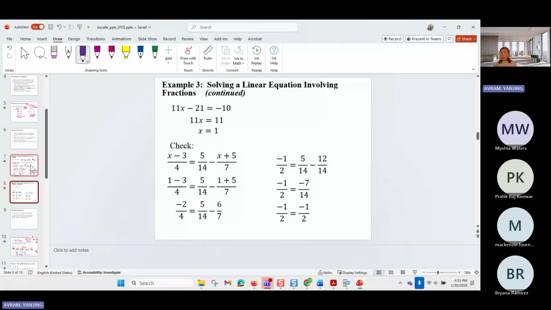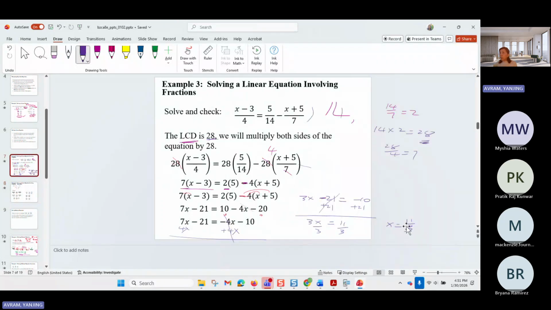And then of course, if you want to check whether your answer is correct or not, you can plug it in, but this will be a long check, okay? When we solve, we also need to make sure the denominator cannot be 0. So our denominators here are all nonzero numbers, so it won't be 0. So x equal to 11 over 3 is the correct answer, as long as you calculate right.